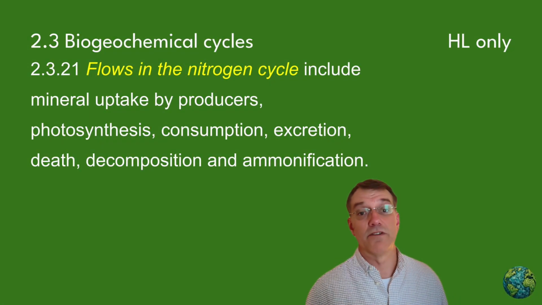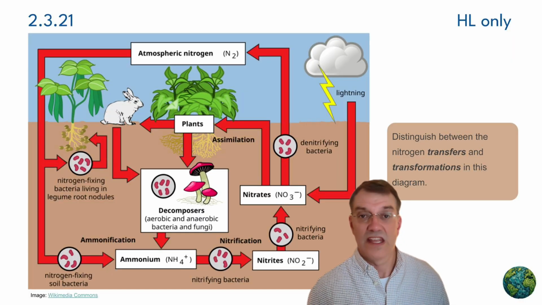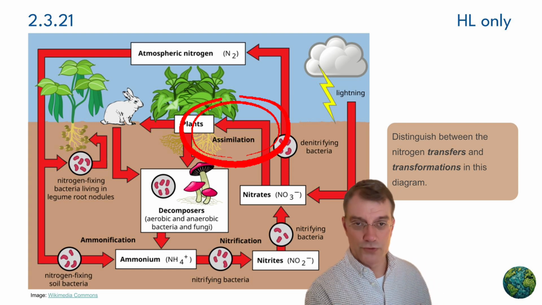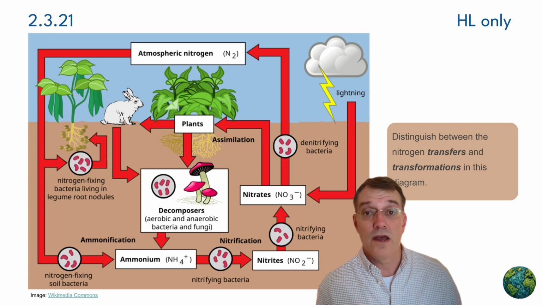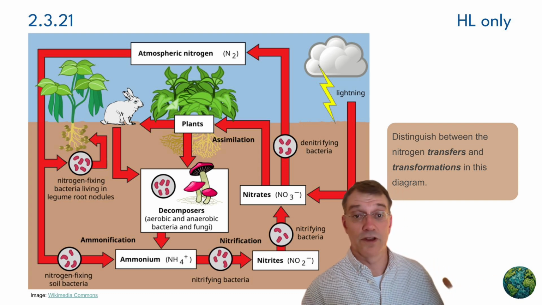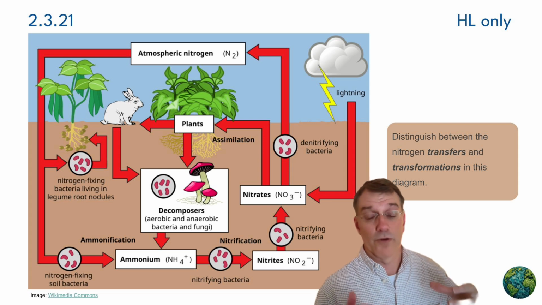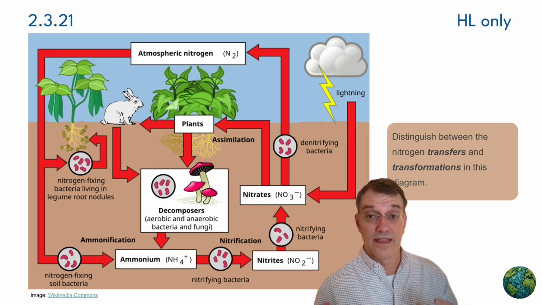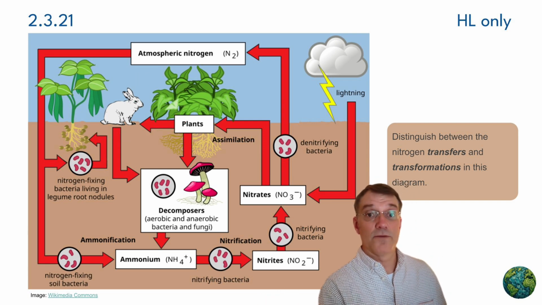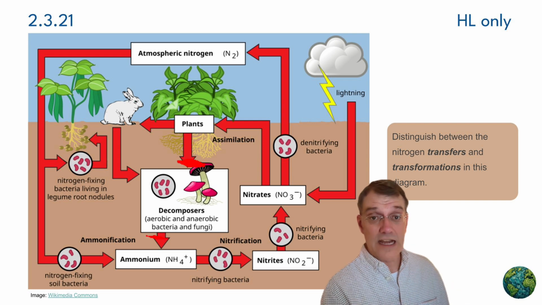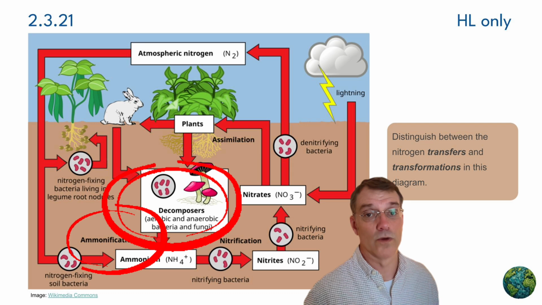The nitrogen cycle involves both transfers and transformations, which you can see in this diagram. If we start with mineral uptake by producers, we can follow the movement of nitrogen through various biological processes. Plants absorb nitrogen compounds through their roots. They incorporate them into organic molecules through photosynthesis, and then these compounds move through food webs via consumption. When organisms die or excrete waste, decomposition and ammonification return that nitrogen to inorganic forms.